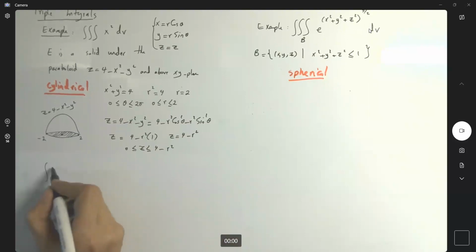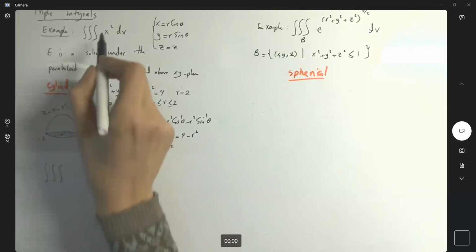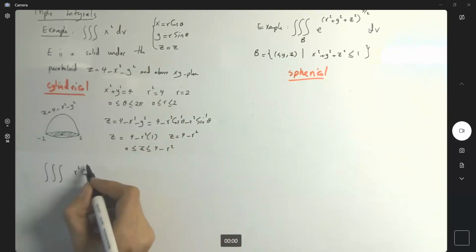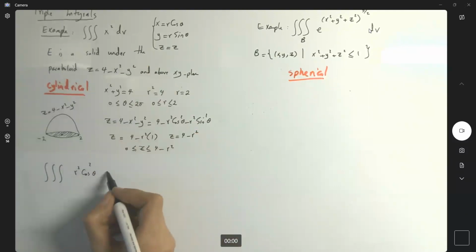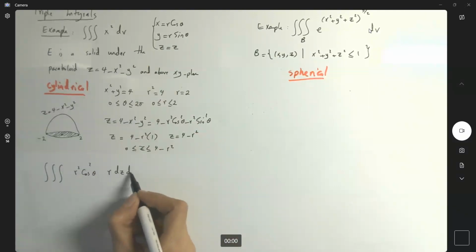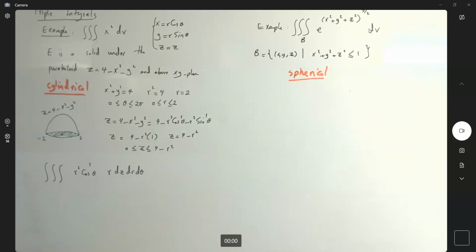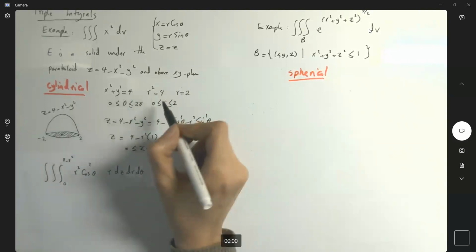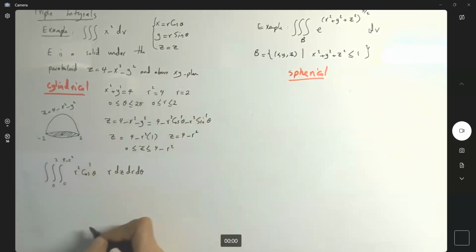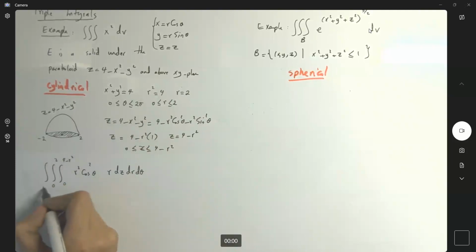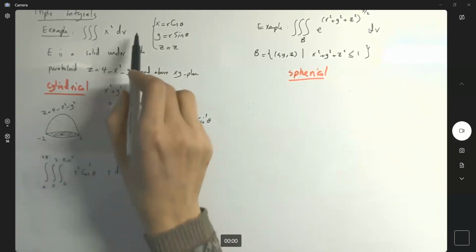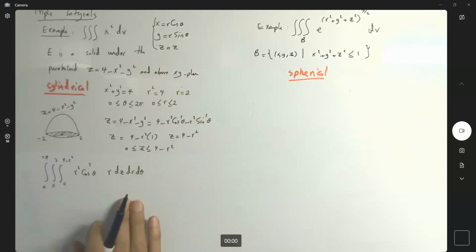My triple integral: x squared is going to be r squared cosine squared theta, and my dv is r dz dr d theta. My z is bounded between 0 and 4 minus r squared, my r is bounded between 0 and 2, and my theta is bounded between 0 and 2 pi. So from that triple integral to this triple integral, it is going to be easier to compute. Very good. Let's take a look.